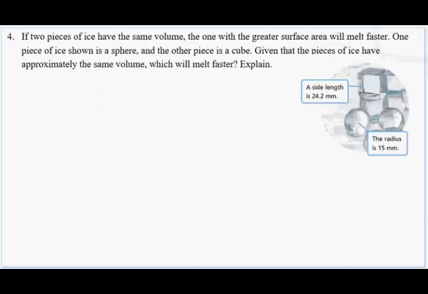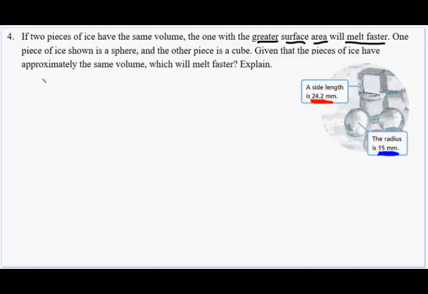All right, a couple more to go. Number 4, 2 pieces of ice have the same volume. The one with the greater surface area will melt faster. One piece of ice shown is a sphere, the other piece is a cube. Given the pieces of ice have approximately the same volume, which will melt faster? In our picture, we see the cube has side lengths of 24.2 millimeters, and our spherical ice has a radius of 15 millimeters.